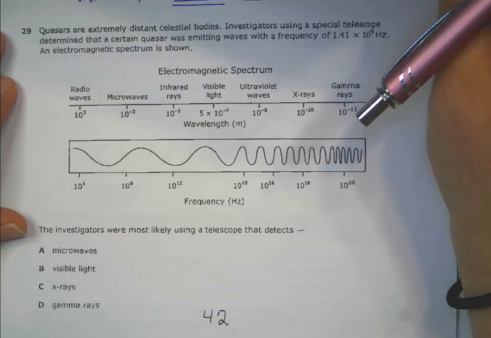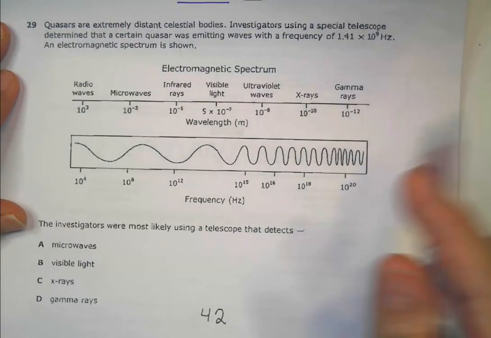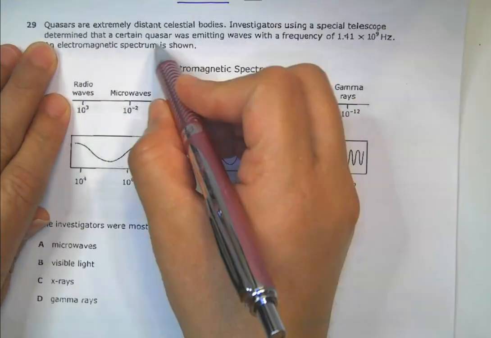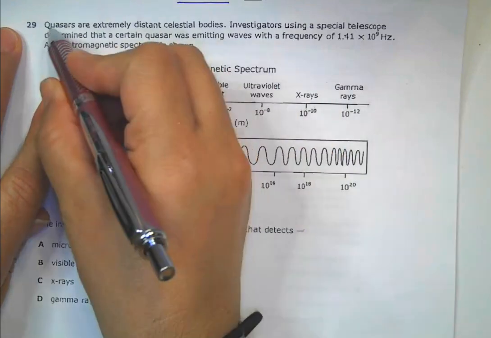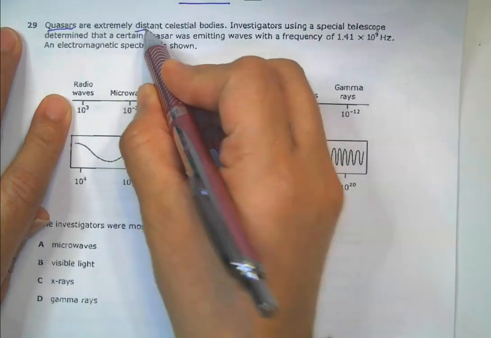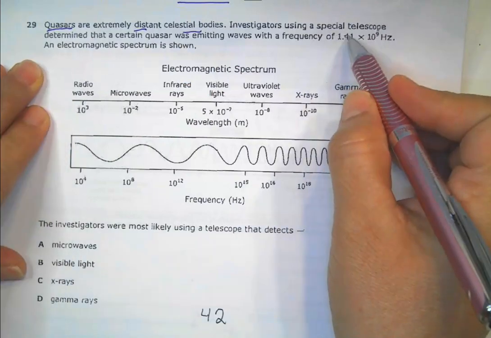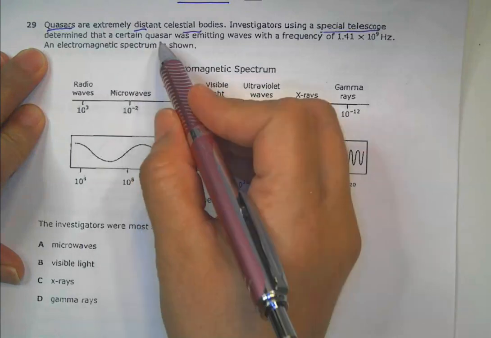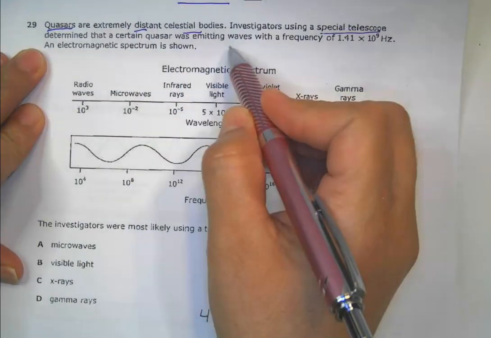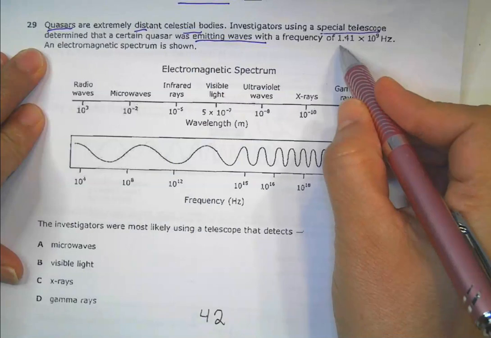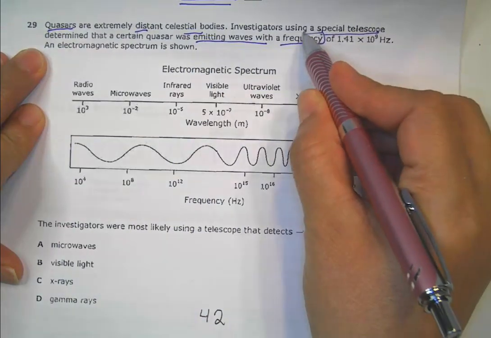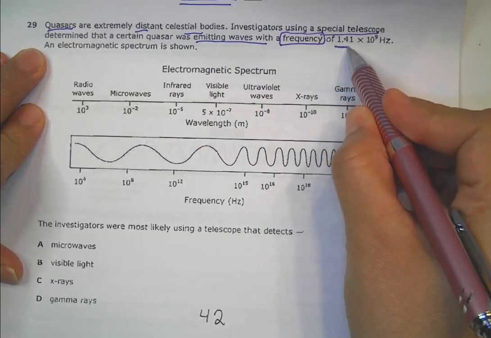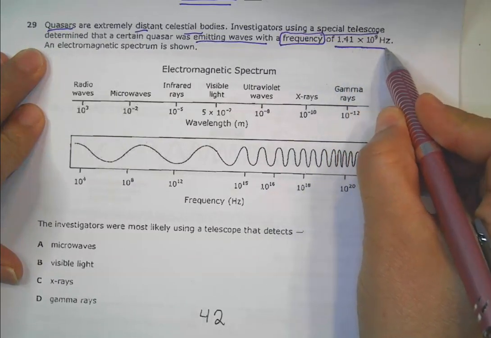Let me go ahead and push this up. Here we go. It says quasars are extremely distant celestial bodies, so these quasars are very far away. Investigators using a special telescope determined that a certain quasar was emitting wavelengths with a frequency of 1.41 times 10^9 hertz. This is the part you need to circle or square in.